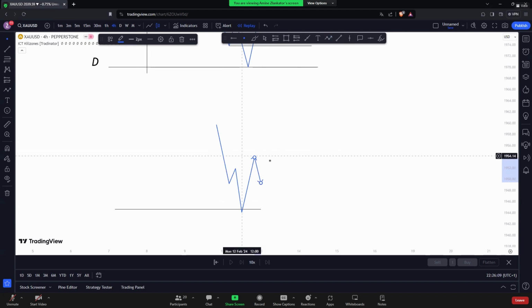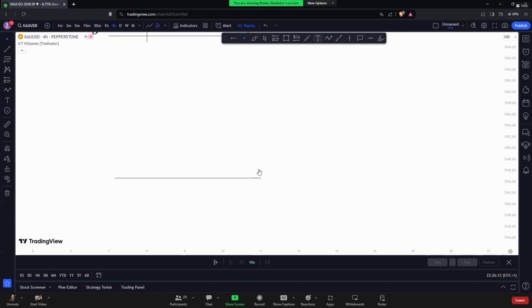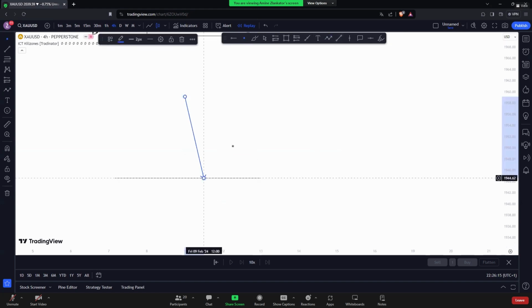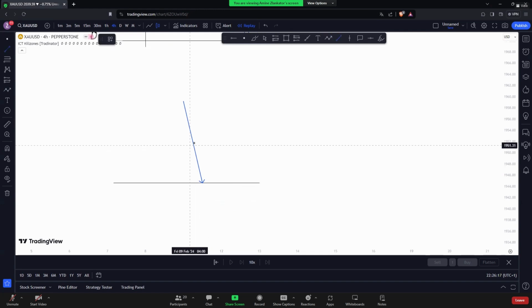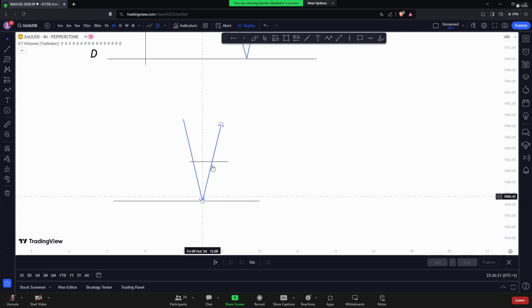Now, the second way to use M5 is when you have a push down, price is going to leave a gap, okay, and then breaks it. Now, if price breaks it by a lot of movement, a lot of pips, you would want price to pull back to the gap and then buy.